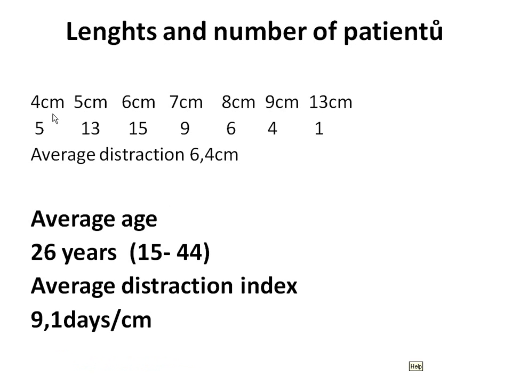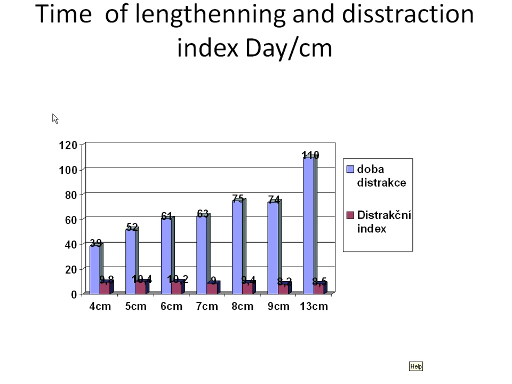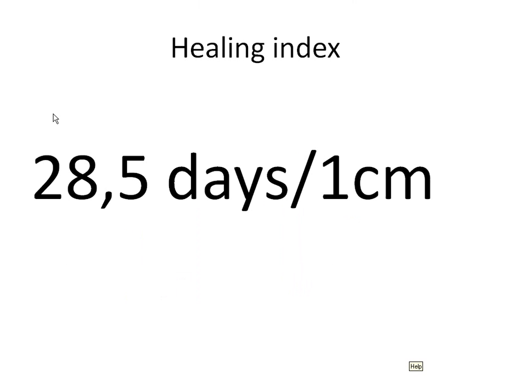The average age was 26 years. We lengthened an older patient up to 45 years; that was the oldest. The average distraction index was 9.1 days, so we reached 1 centimeter in 10 days. Here you can see that the distraction depends, of course, on the length of distraction, but the distraction index remains practically the same, or in longer distraction is a little bit lower, because we allow the patient, when they feel good, to make distraction quickly.